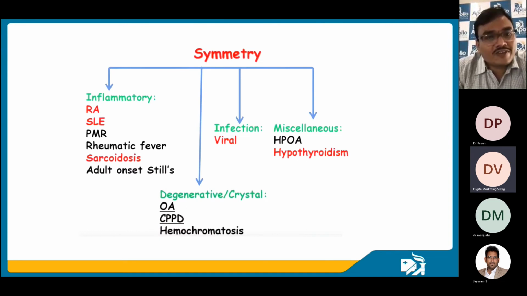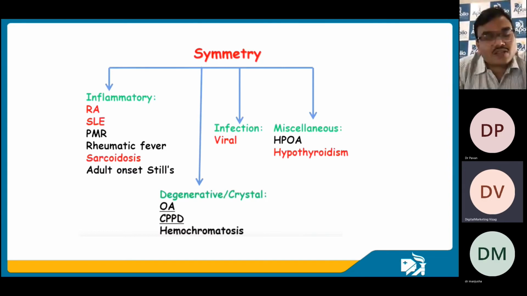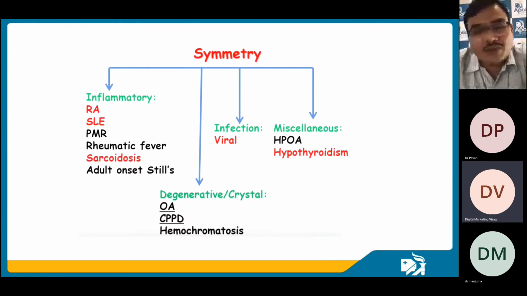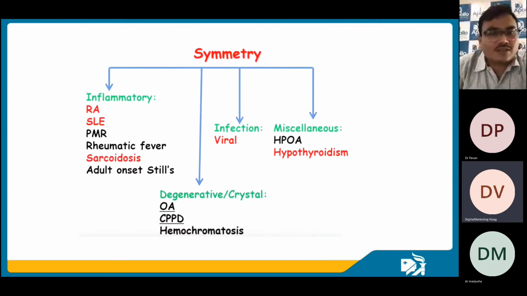If there are no features of inflammation, it means a non-inflammatory arthritis, and if it is still symmetrical, it can be osteoarthritis, CPPD, or a hemochromatosis associated arthritis. In case of a symmetrical arthritis, and if it is acute and less than 6 weeks duration, it can be a post-viral arthritis. And in miscellaneous causes, hypertrophic pulmonary osteoarthropathy and hypothyroidism can present as a symmetrical arthritis.